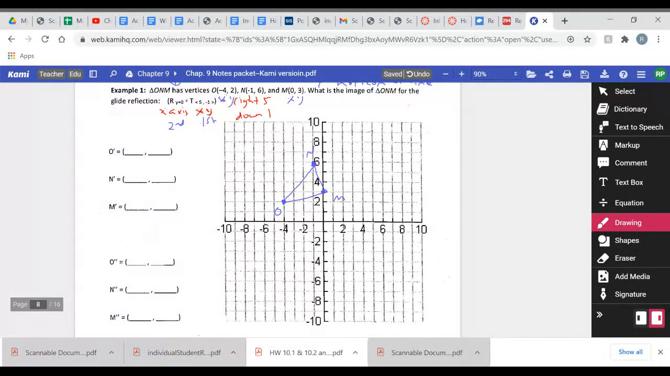Okay, again, the first step is doing the translation, which is, again, I'm going to move all the points right 5 and down 1. So I use red for that. So if I take O and I go right 5, down 1, 1, 2, 3, 4, 5, down 1, there's my new O, and I'm going to label it O prime. N, I can move 1, 2, 3, 4, 5 and down 1. And there's my new N. And M is 1, 2, 3, 4, 5, down 1. And there's my new M.